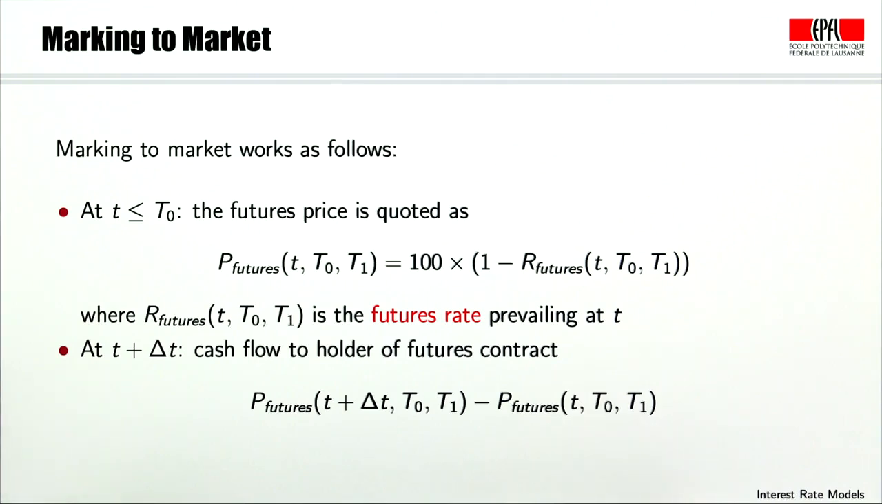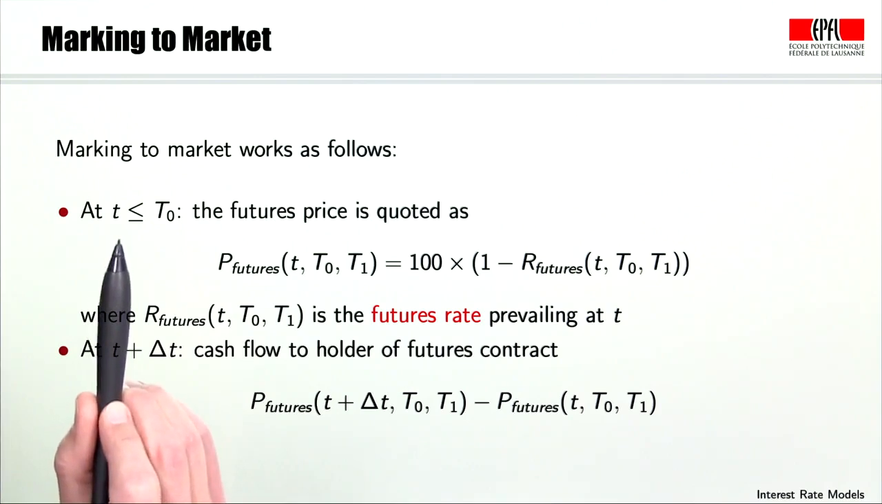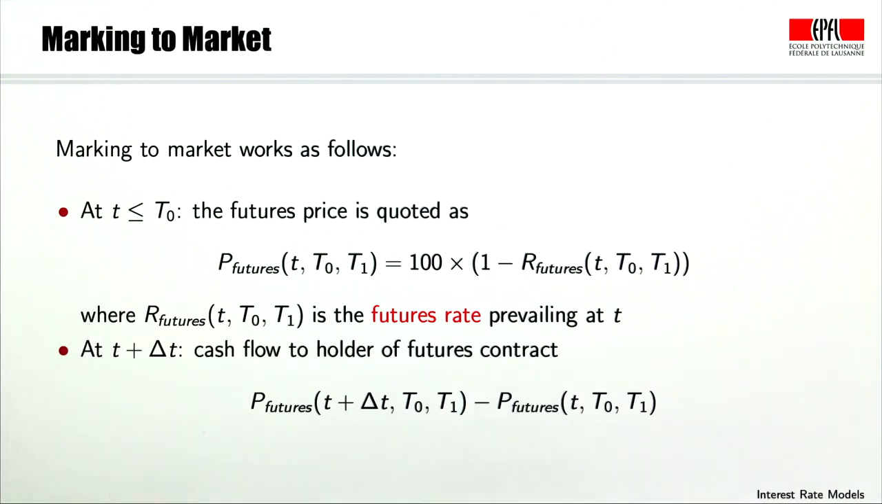Formally, the marking to market of interest rate futures contracts works as follows. At any calendar date small t, a so-called futures price is quoted. This futures price is related to the futures rates in this way. This expression looks different than the value of a forward rate agreement, but in effect, it reacts the same way to changing interest rate environment.